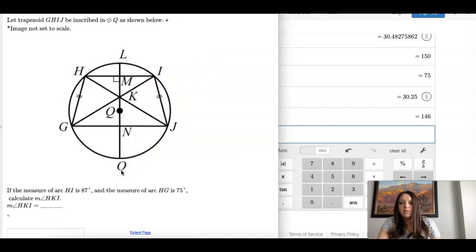All right. So another trapezoid in a circle. If the measure of arc HI is 87 and the measure of arc HG is 75, calculate HKI. So we're calculating this angle right here.